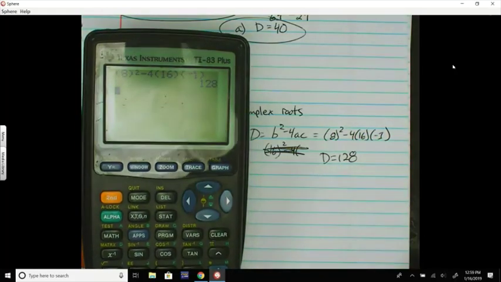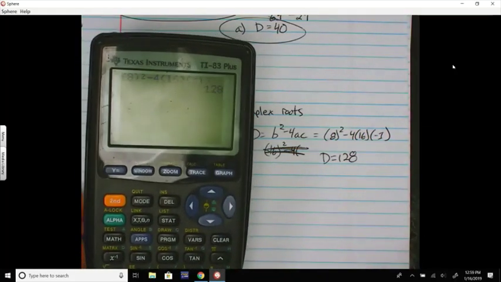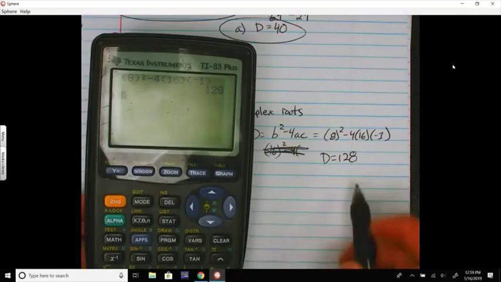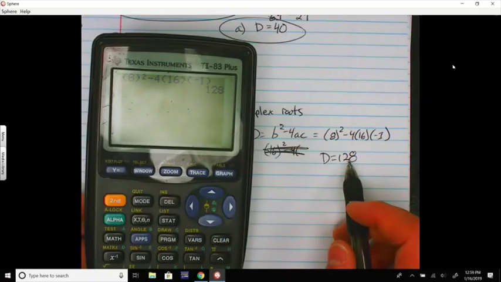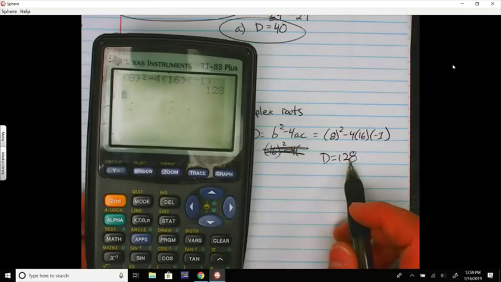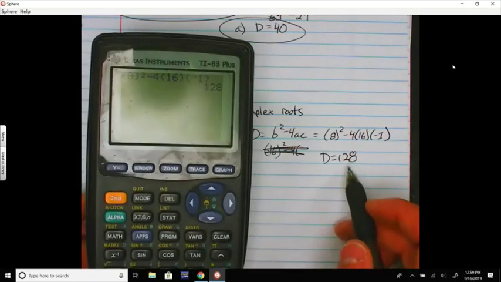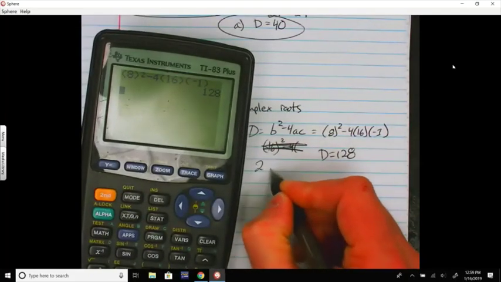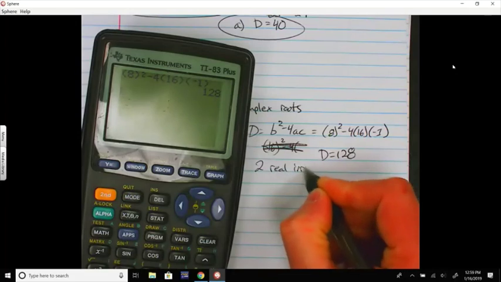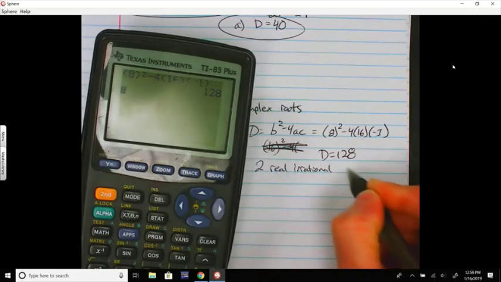Two real, are they rational or irrational? Is that a perfect square? It's not. 121 is a perfect square, not 128. So there are two real irrational numbers. So, two real irrational roots.